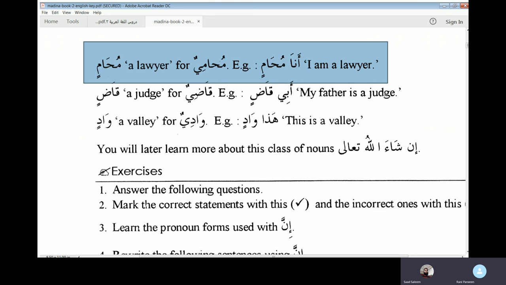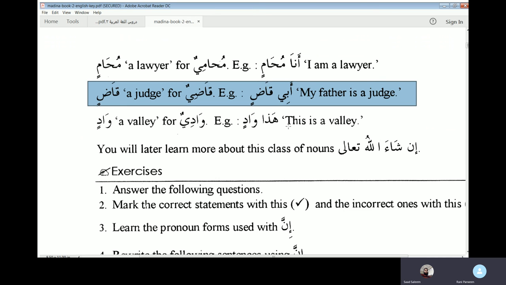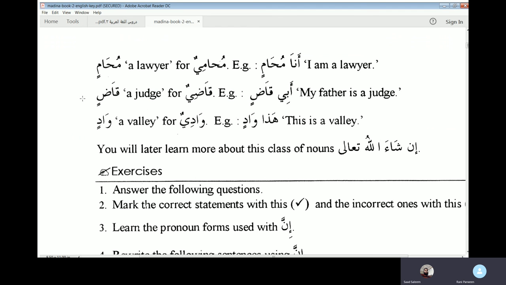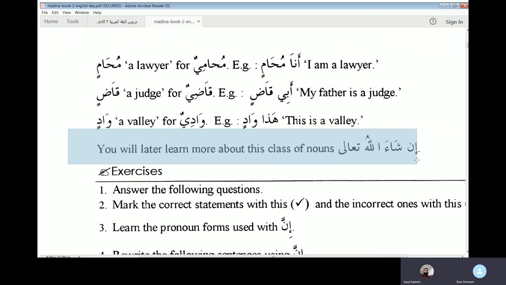Ana muhamin, a lawyer. Muhamiyun is the actual word, but we don't use the actual word. We use the short form, which is muhamin. Next. Qaziyun, a judge: qazin. Abi qazin, my father is a judge. Wadiyun, a valley: wadin. This is a valley. Okay.